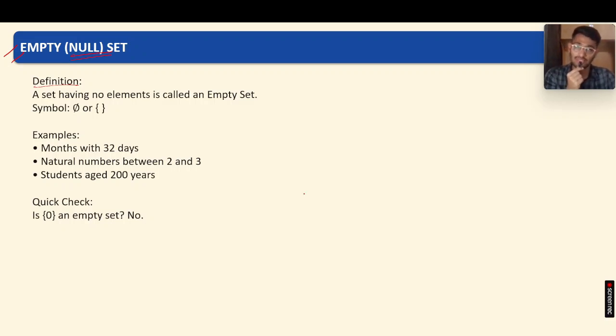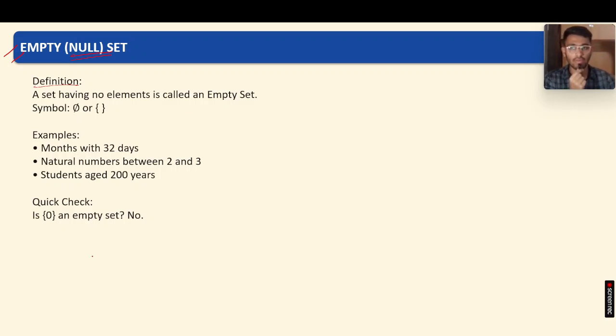In the same way, the set in which there is no element is called an empty set. No issues. It is also called a null set. The set having no elements in it is called an empty set.